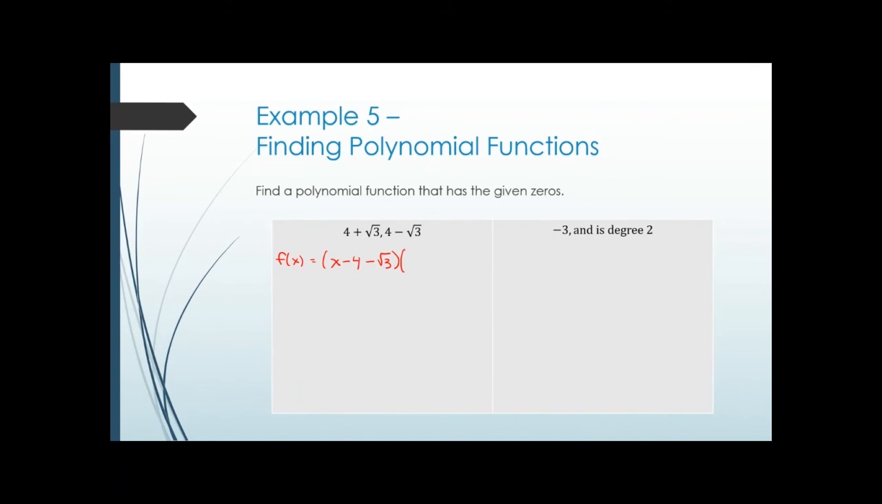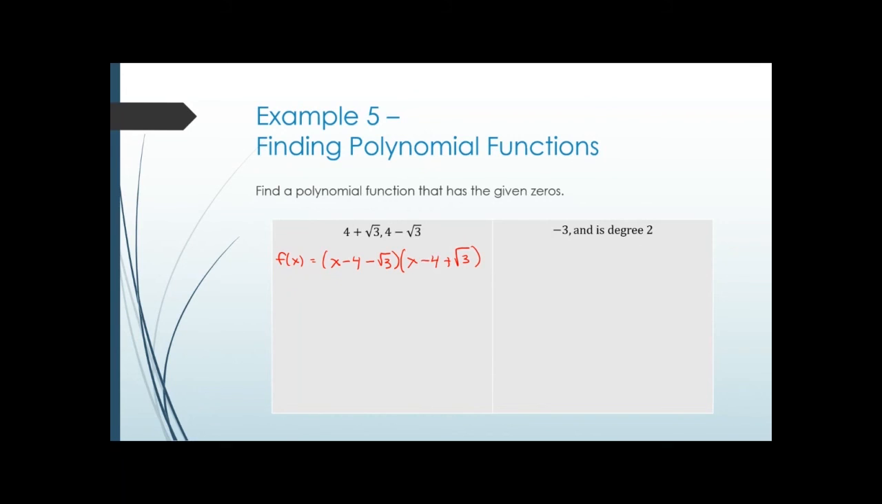Then the second one is 4 minus the square root of 3. So again, I'm taking the opposite sign. So that's going to be x minus 4, but now it's going to be plus square root of 3. So when you have things that might have the imaginary number with them or square roots, you need to take the opposite sign of everything that is with the zero.